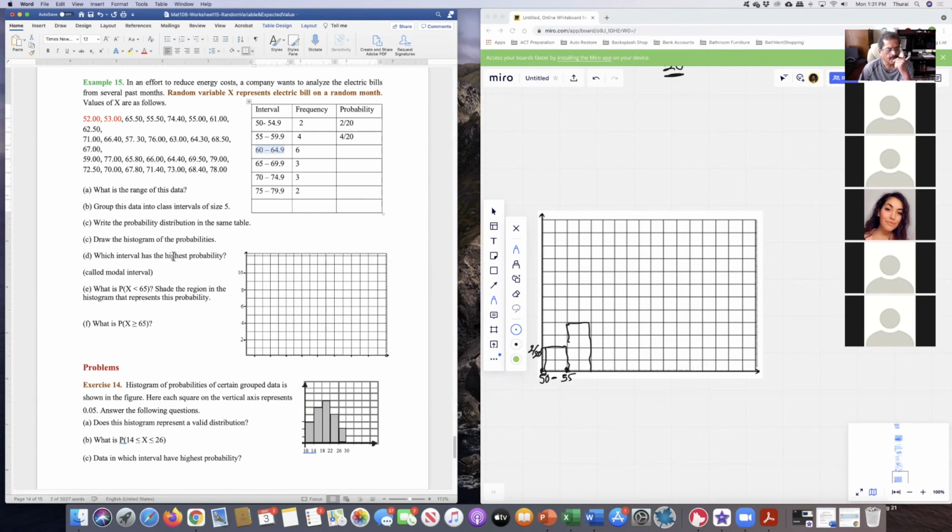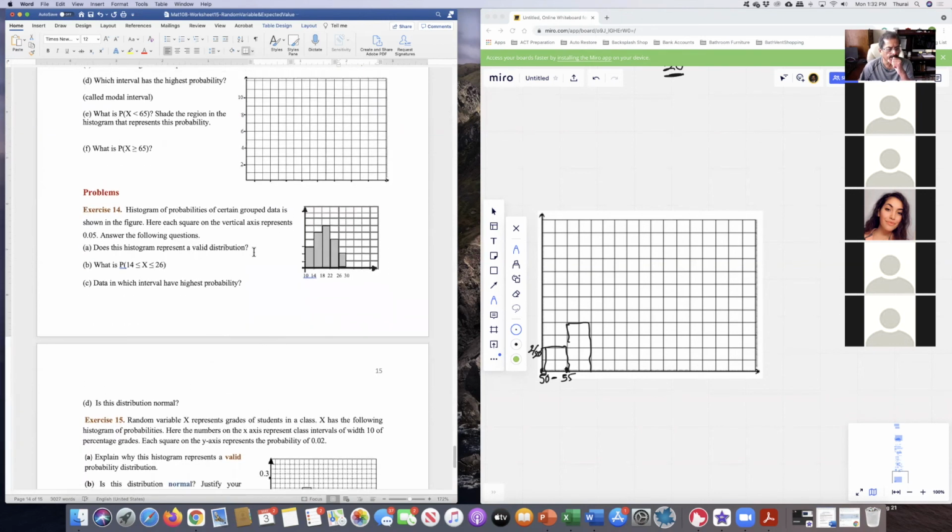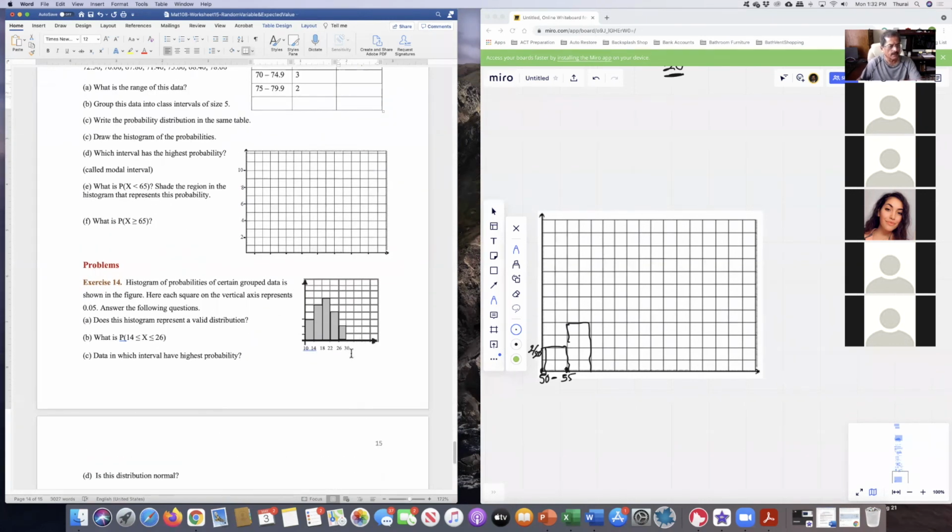Which interval has the highest probability? 60 to 65. And what is the probability for x less than 65? So you know how to do that. Probability for x less than 65 will be the sum of these 3 probabilities. This is where 65 begins. So all the probabilities before that should be added up. So those are questions you know how to answer. So let's quickly do this one and then we'll be done.